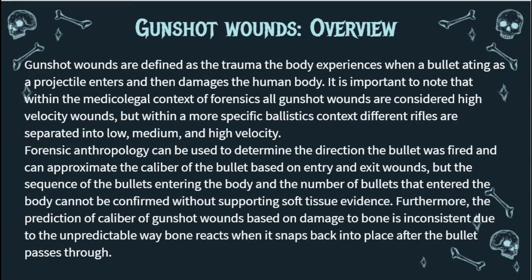Some overview for gunshot wounds. Gunshot wounds are defined as trauma the body experiences when a bullet enters the body as a projectile and damages the human body. Within the medical legal context of forensics, gunshot wounds fall under ballistics, and they are considered high velocity weapons, but within ballistics there are low, medium, and high velocity guns. Just a bit of distinction there.